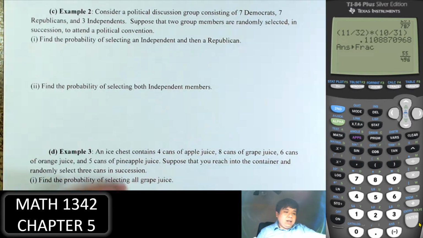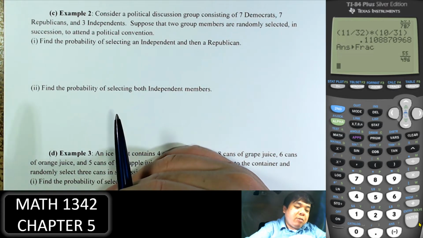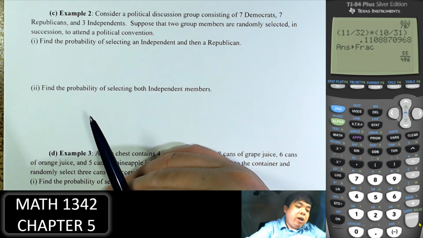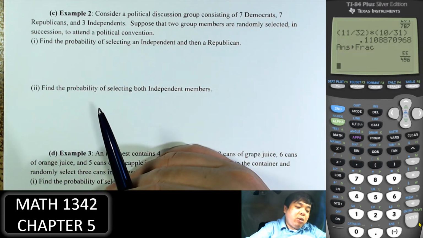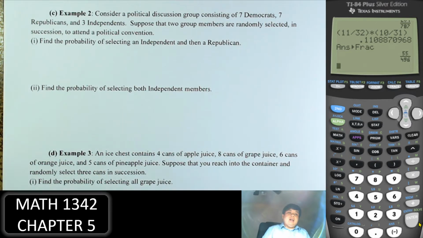Right. Consider a political discussion group consisting of 7 Democrats, 7 Republicans, and 3 Independents. Suppose that 2 group members are randomly selected in succession to attend a political convention. Find the probability of selecting an independent and then a Republican.